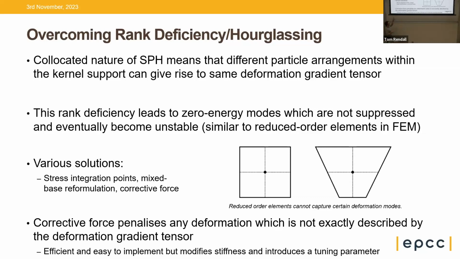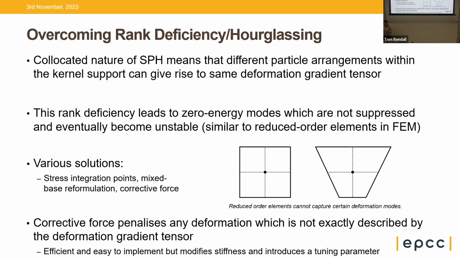This happens also in reduced order elements in FEM, which is why it's called hourglassing. So if you have a Q4 element here with just one integration point in the middle, you pull it apart at the top, squash it at the bottom. Obviously that's deformed now, but if you just have one stress integration point, that's going to measure zero stress. So both those modes can then happen without any input.